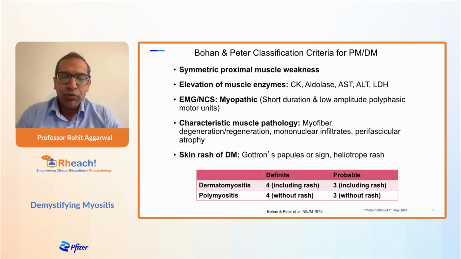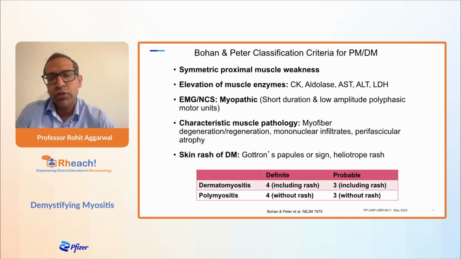Then muscle biopsy is often helpful. We see myofiber degeneration, regeneration, mononuclear infiltrates, and perifascicular atrophy. Some of these features are general features that can be seen in any muscle disease, but some of them are highly specific, for example, perifascicular atrophy and so on.